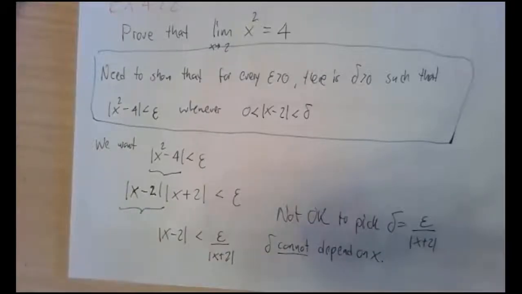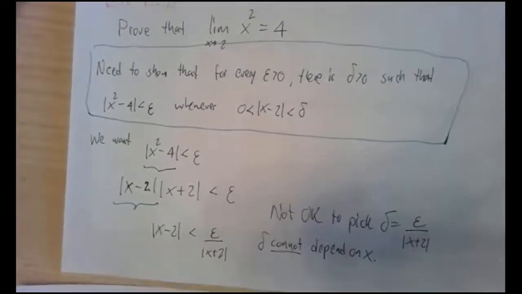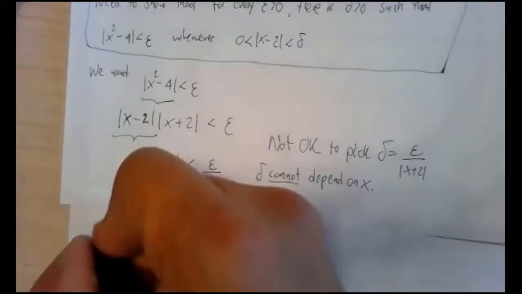So here's how the rest of the argument usually goes. Assume delta is less than or equal to 1.